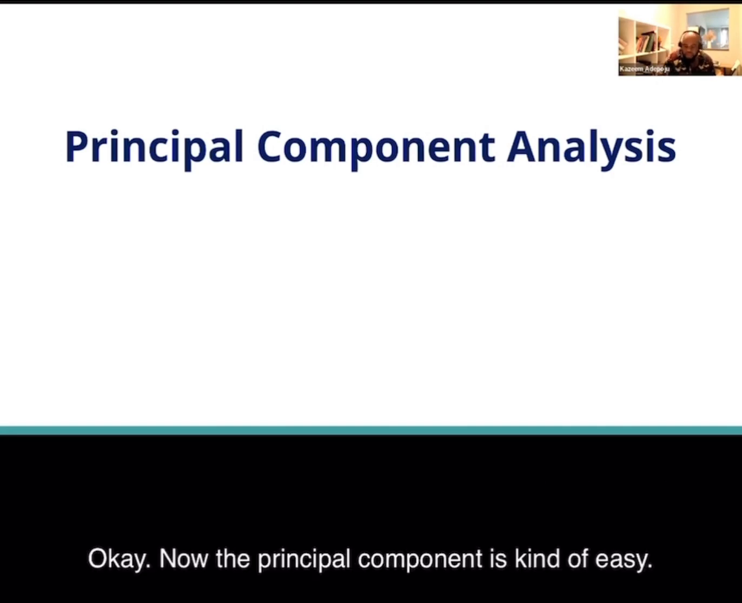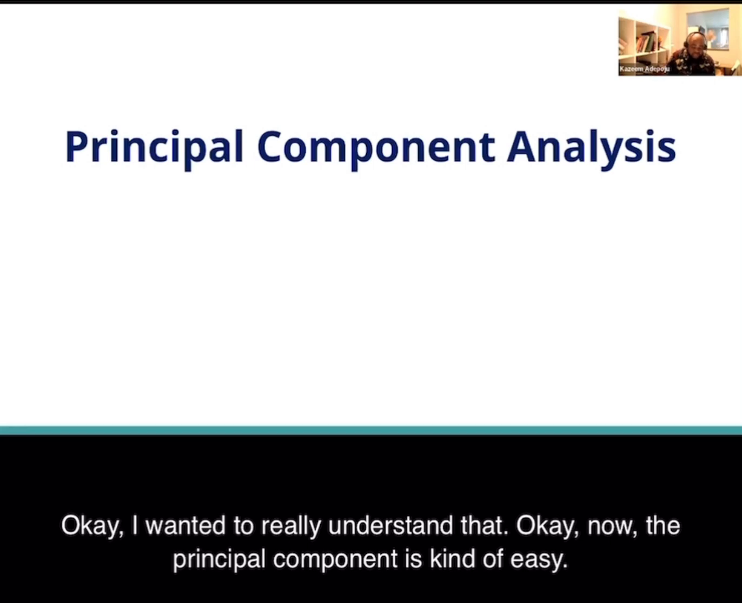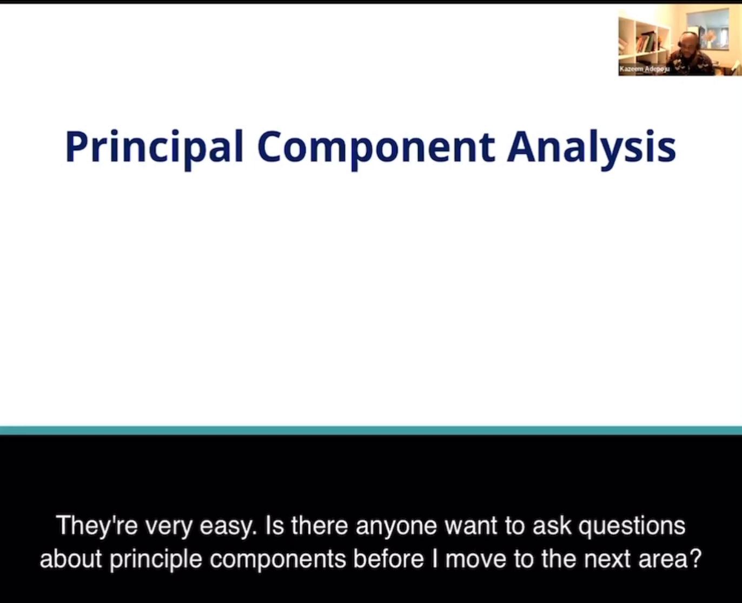Now, the principal component is kind of easy. Don't forget, we have the eigenvalues and the eigenvectors. Eigenvalues are the variances of the principal components. The eigenvectors give the principal components. Don't forget, a principal component is a linear combination of the old variables. I want you to really understand that. Principal component is very, very easy.